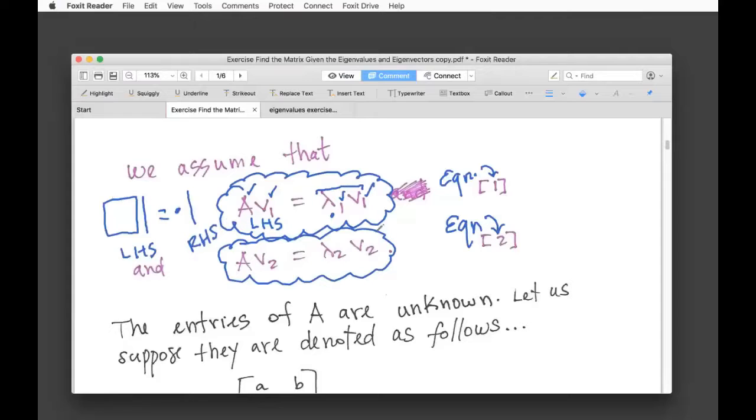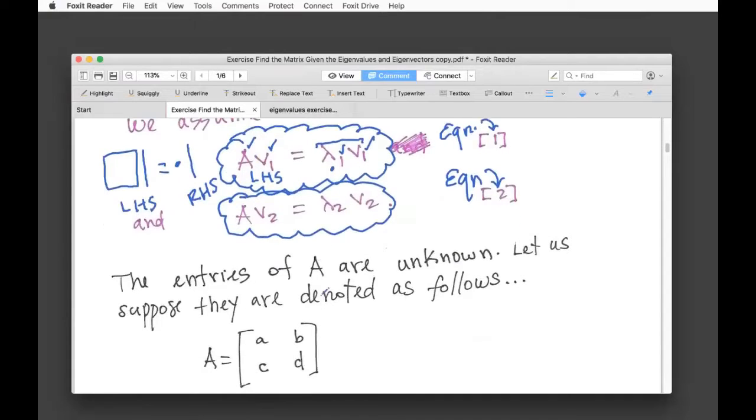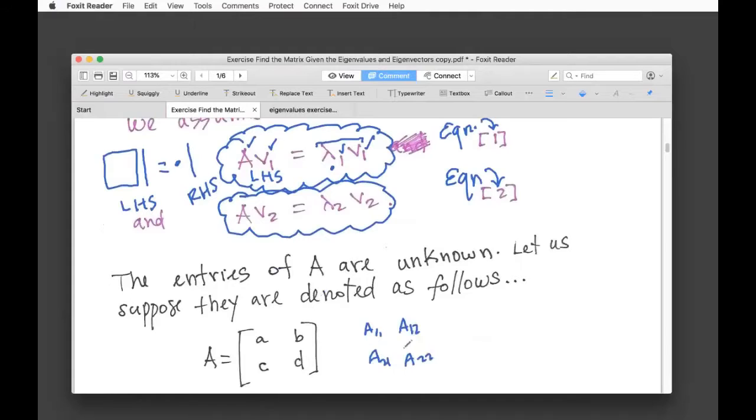The only thing is that we don't know what the matrix is. So let's suppose we could call the entries A11, A12, A21, and A22. But instead of using that notation, we're just going to simplify and work with letters A, B, C, and D in that order. First row A, B, second row C, D. Those are the entries of the matrix, and those entries are unknown.